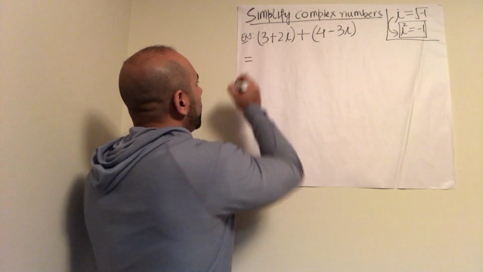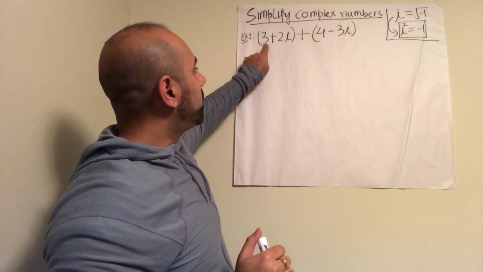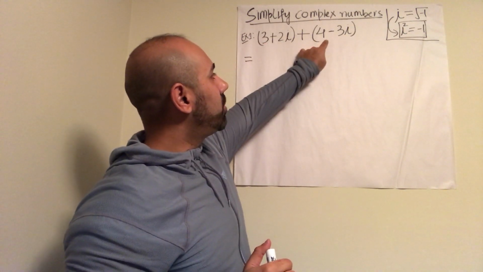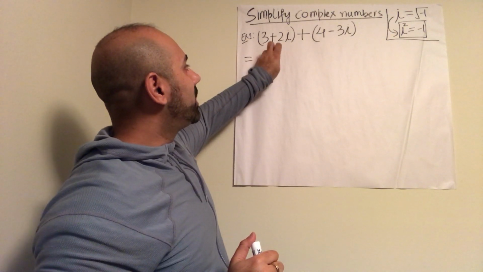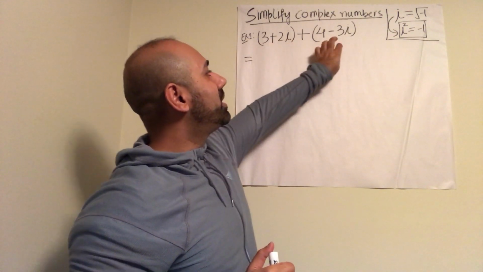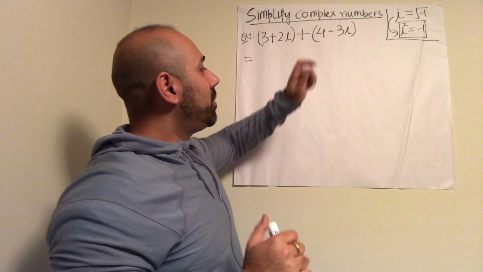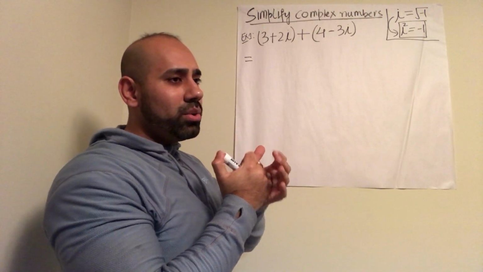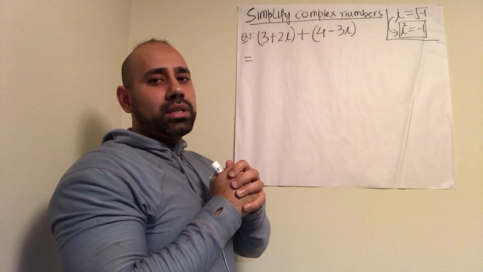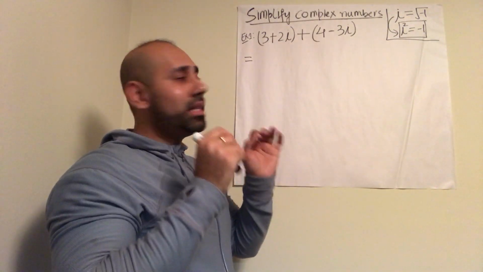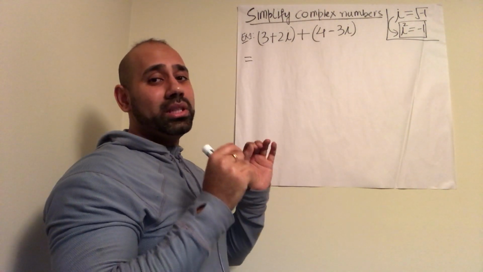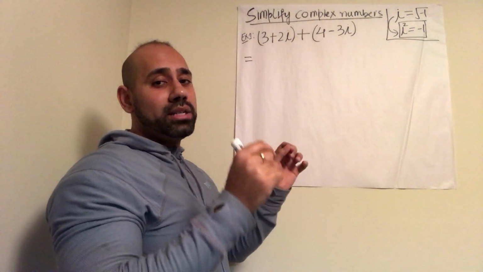If I want to add these two complex numbers, the first thing I have to do is look for the real part of the first one and the real part of the second one. Similarly, we also have to look for the imaginary part of the first one and the imaginary part of the second one. In a way, it works similar to how you would add polynomial functions. You try to combine like terms. In this case, the like terms are the real parts and the imaginary parts.